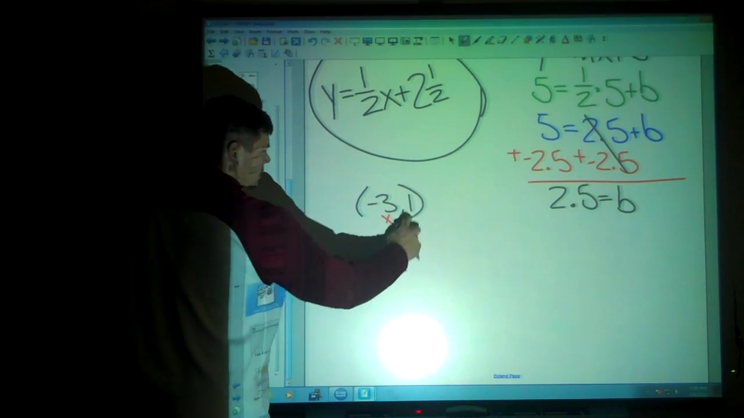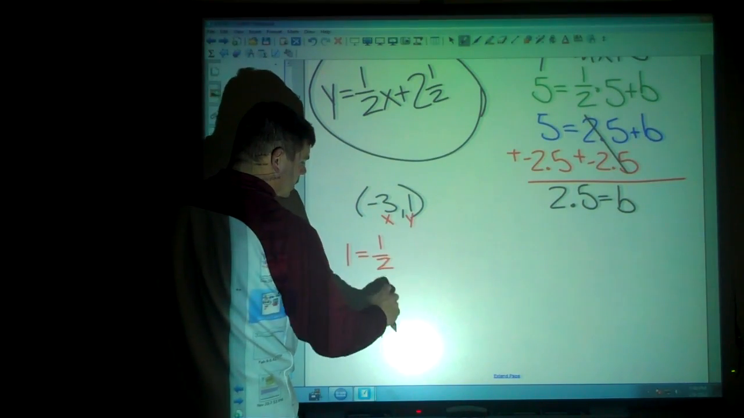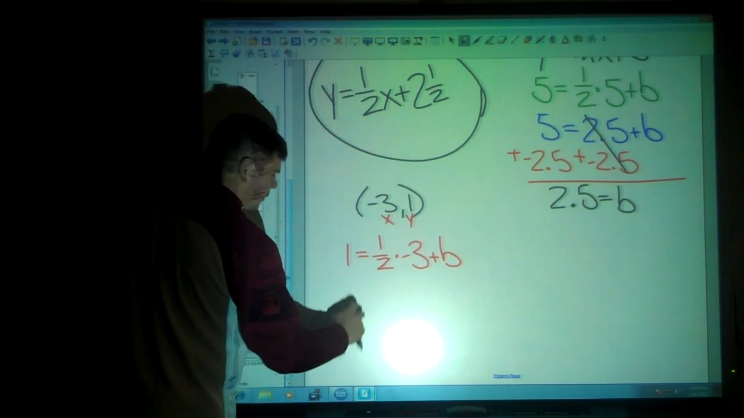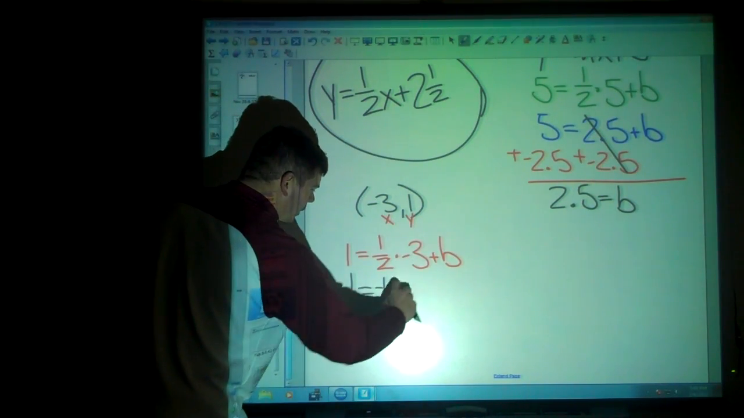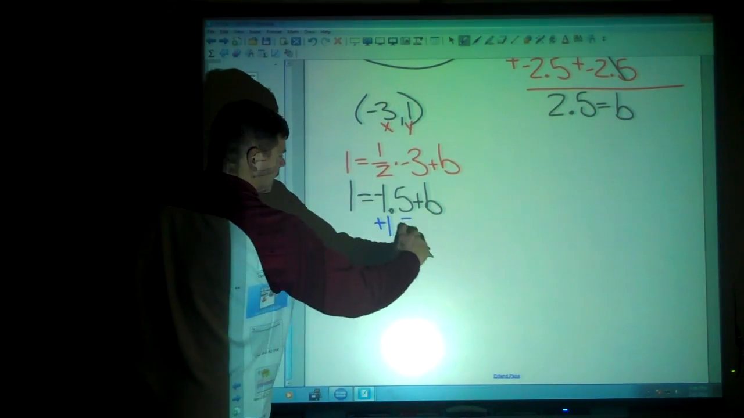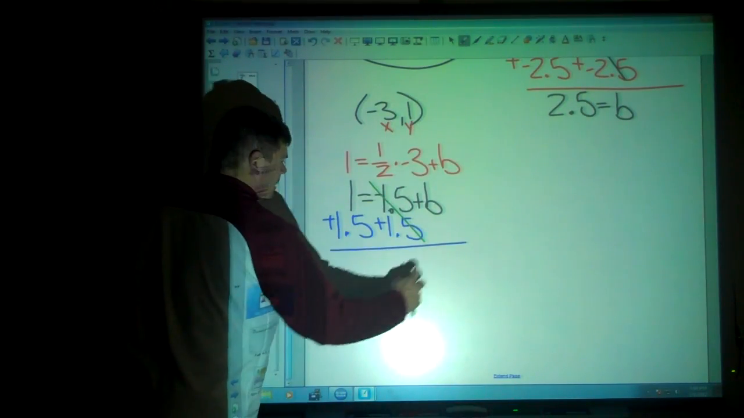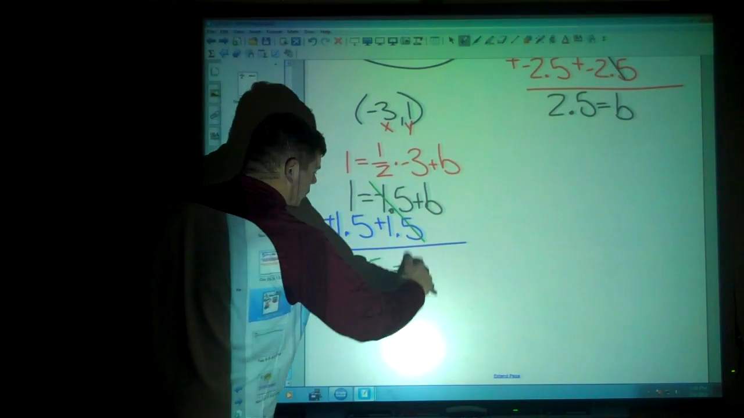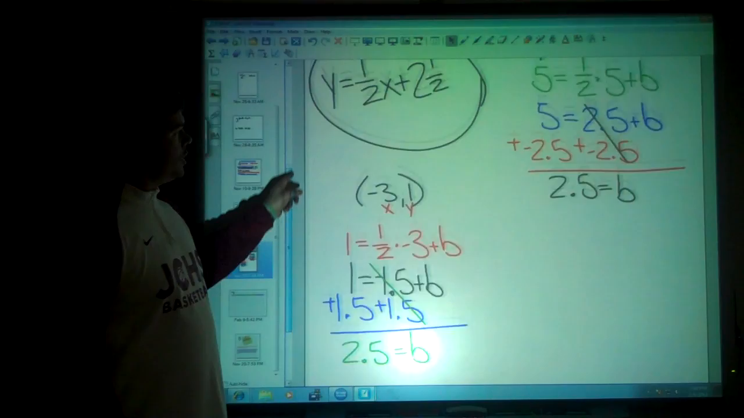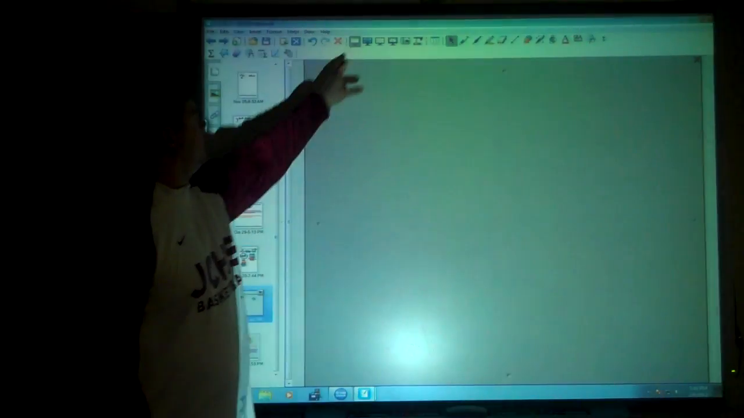So our y value, this is x and y, we would say 1 equals, we still have the same slope of 1/2 times negative 3 plus b. Half of negative 3 is negative 1.5, which means you would then add 1.5 to both sides, and you end up with the exact same answer of 2.5 equals b. So again, same answer. It will not matter which coordinate you use. You don't have to use both. You just pick one. Let's try another one.